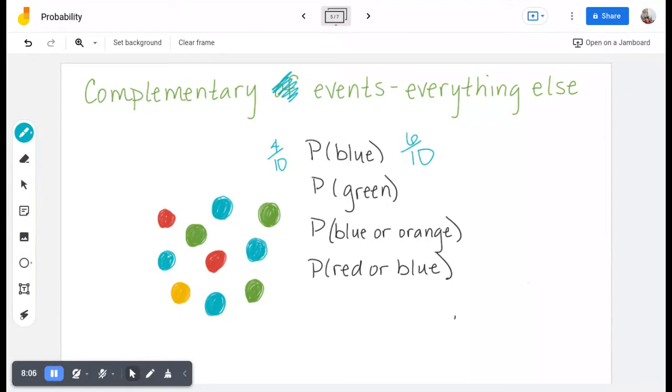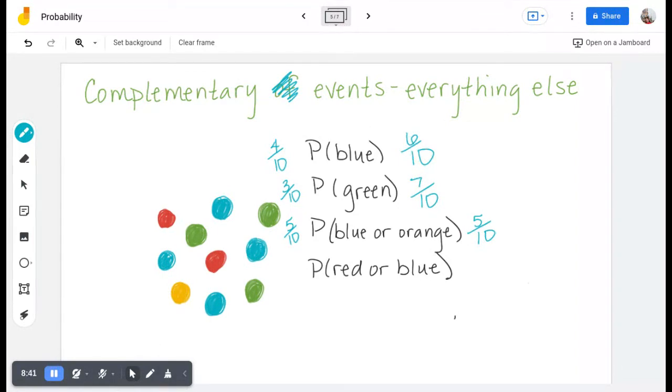The probability of a green. Okay, so we already talked about how there's 3 of those, 3 out of 10. So the complement is the rest of them. If 3 were green, that means 7 were not. Probability of blue or orange, there were 5 of them. So then the complement is everything else, the other 5 out of 10. And again, you can reduce, you can find decimals, you can change it to a percent. I just need you to know that it's everything else that makes up the total.